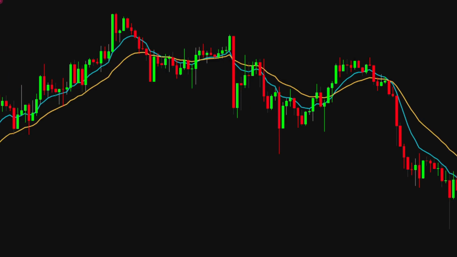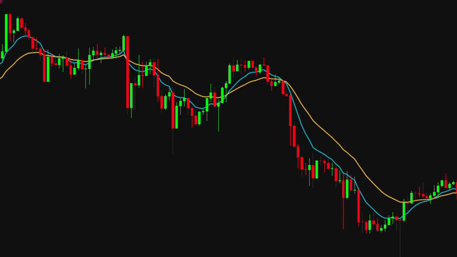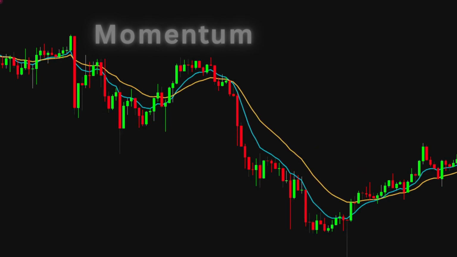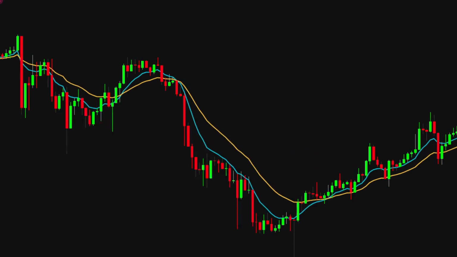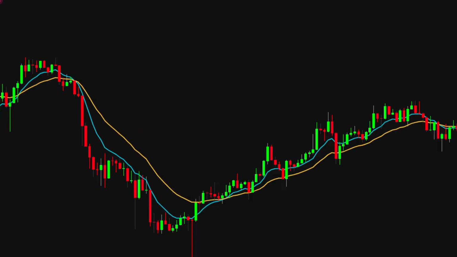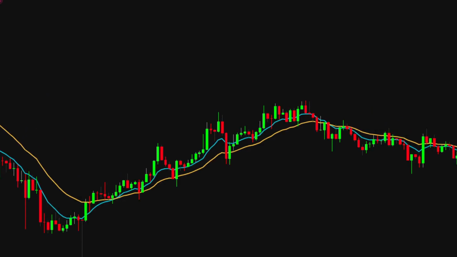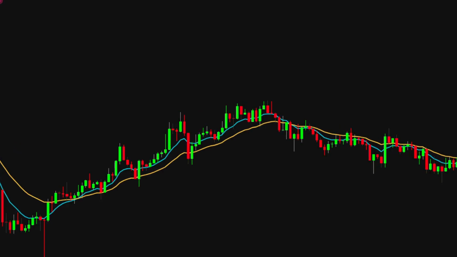For clarity, color the 9 EMA blue and the 21 EMA yellow so you can easily distinguish between momentum and structure. Once both are applied, your chart will clearly show the interaction between short-term momentum and short-term trend. And that interaction is the foundation of this entire strategy.